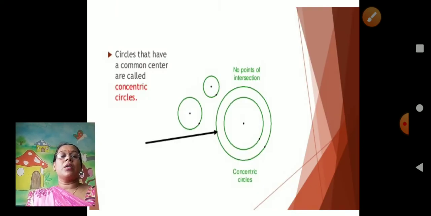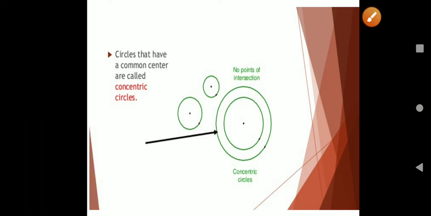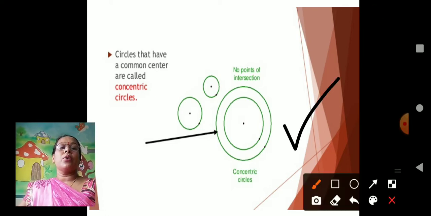Now here see the circle. There are two circles and the centers of the circles are the same. At that time these types of circles are called concentric circles. These are the concentric circles.